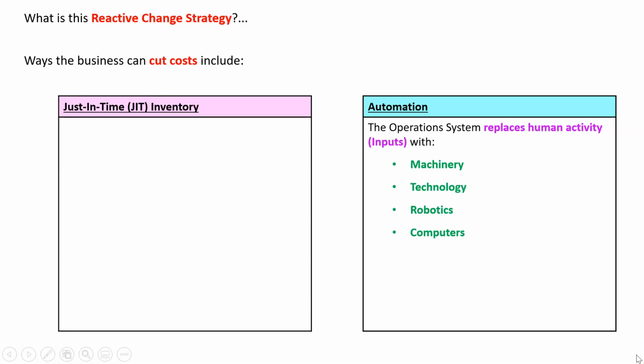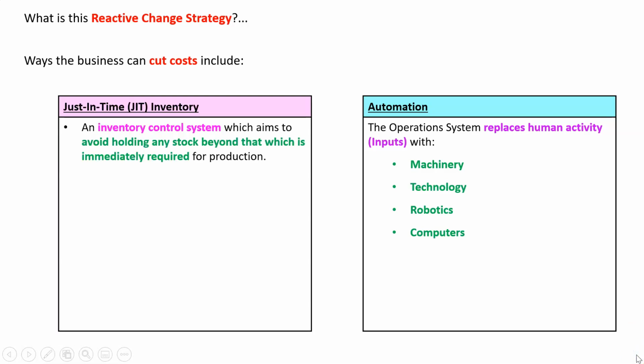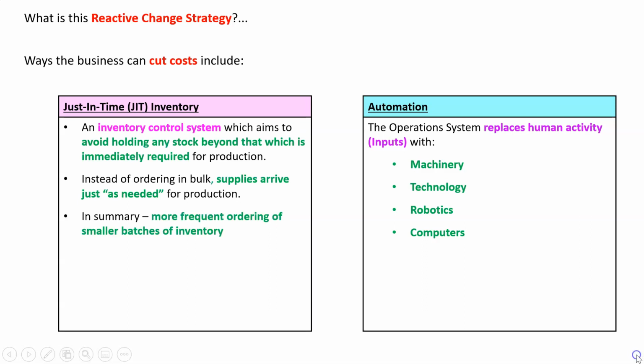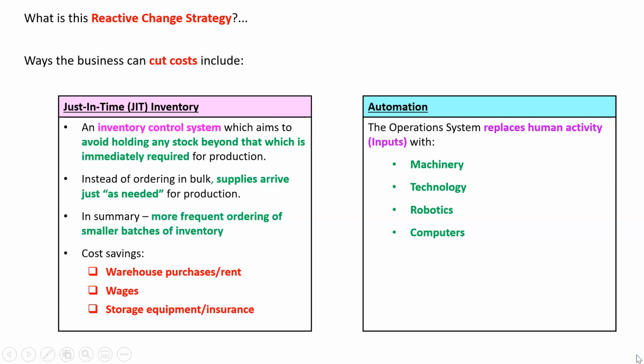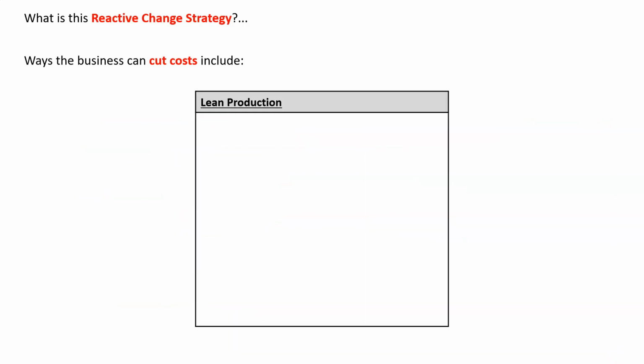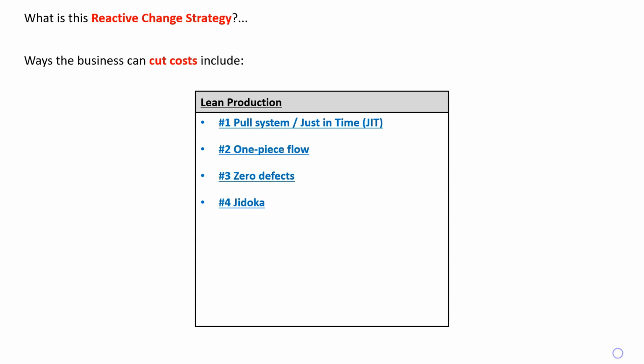You can also cut costs with just in time. So just order what's immediately required in smaller batches. So we're going to save a lot of expenses on warehouses in terms of buying them, rent, wages, storage equipment, insurance, etc. So we can use that as a cost cutting example. Or lean production, where we said there's 5 key things there, or 5 principles, and each of those is designed to make the business lean to reduce its cost base.